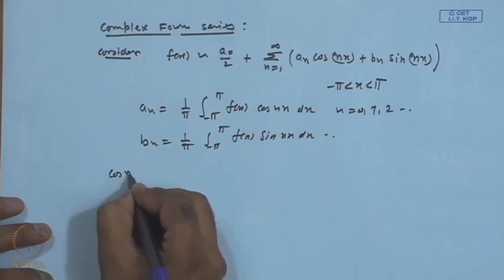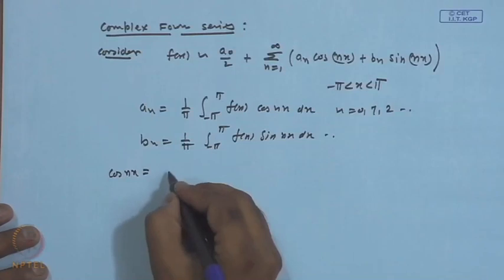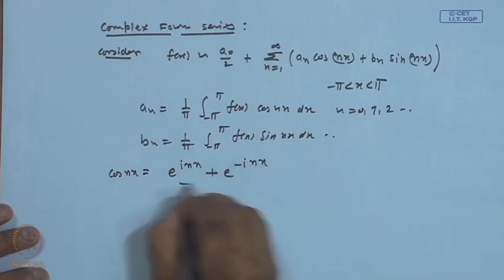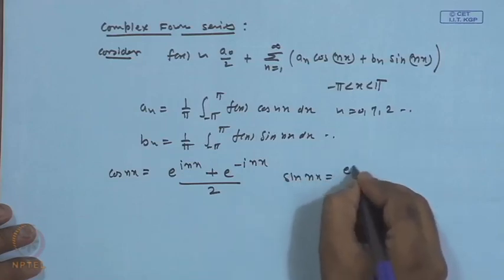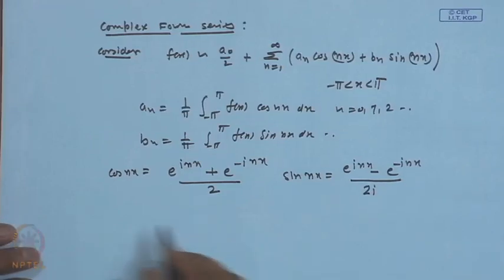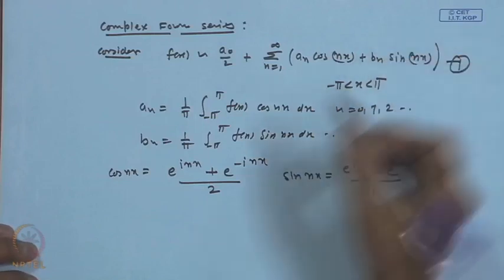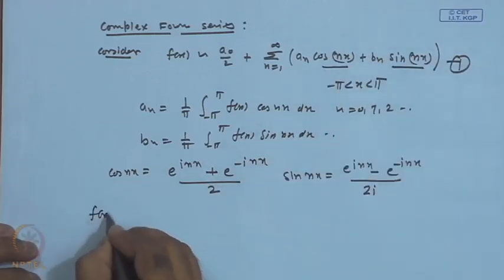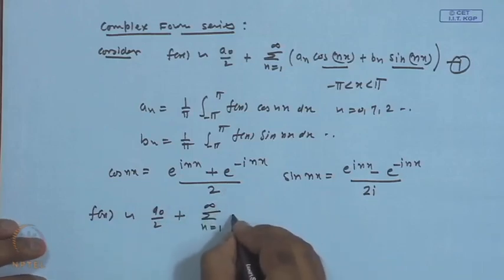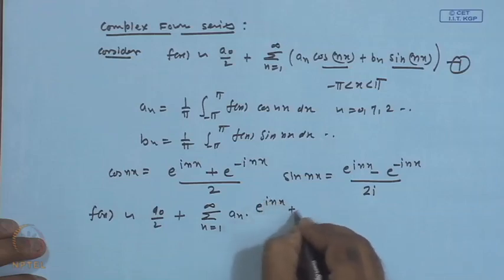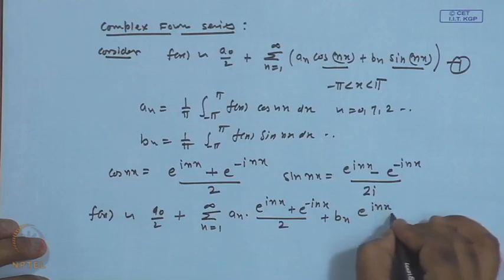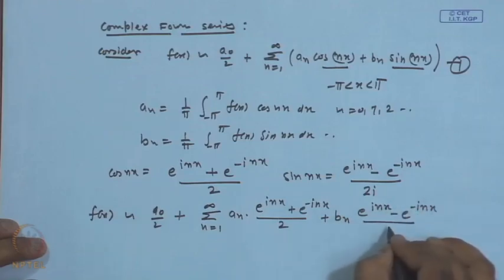So, what we know is that this cos n x we can write with this Euler formula as e to the i n x plus e to the minus i n x, by 2, and this sin n x as e to the i n x minus e to the minus i n x over 2 i. Now, we substitute this in equation 1 for this cos n x and this sin n x term. So, what we will get is that f x is a naught over 2 plus the sum n 1 to infinity of a n times e to the i n x plus e to the minus i n x over 2, plus this b n times e to the i n x minus e to the minus i n x over 2 i.